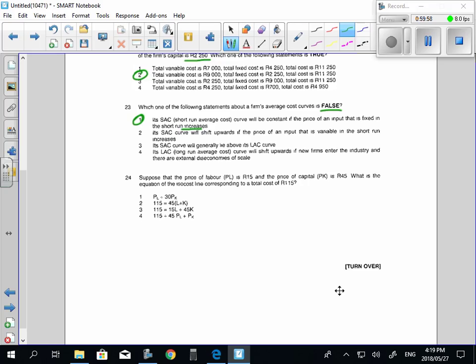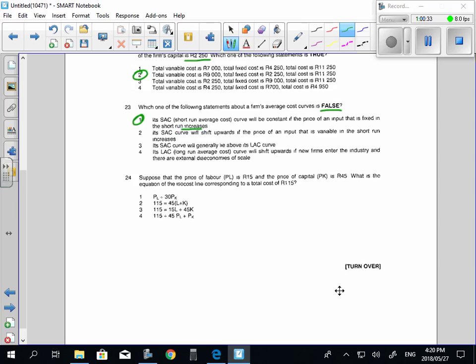24, suppose that the price of labor is 15 Rand and the price of capital is 45 Rand. What is the equation of the ISO cost line corresponding to the total cost of 115? How do we calculate your total cost of production? If you've got 10 laborers at a wage rate of 10 Rand each, it means that your total cost for laborers is 10 times 10, it's 100. If at the same time you've got one machine that costs you 50 Rand, 1 times 50 is 50, so your total cost is the amount that you're spending on labor plus the amount that you're spending on capital.